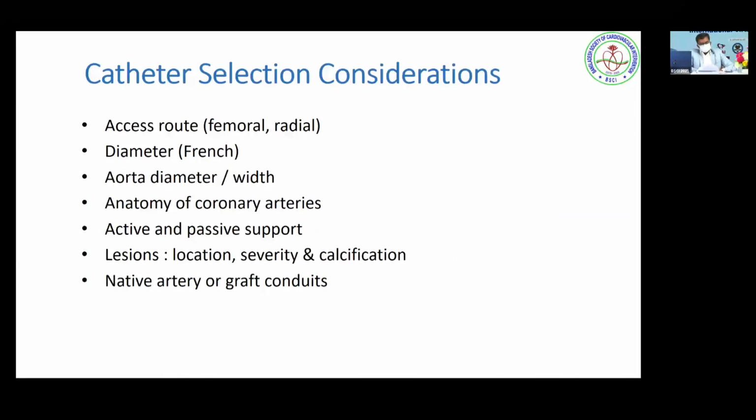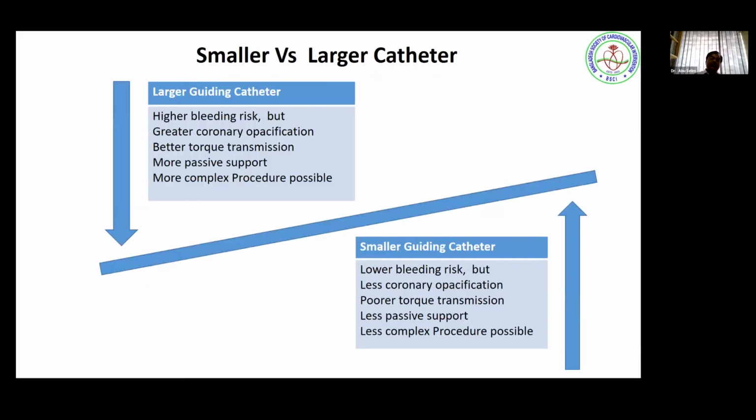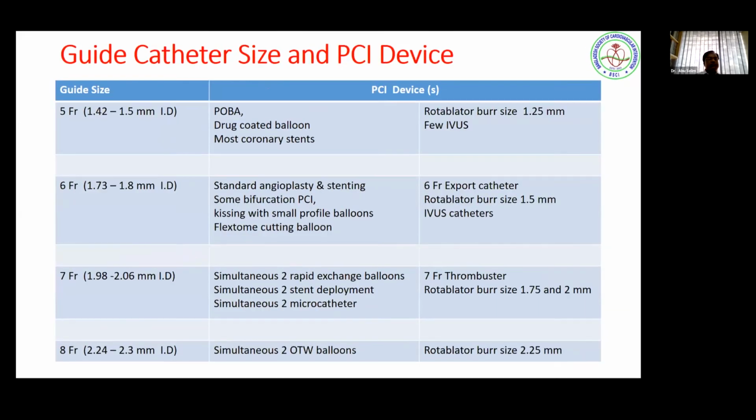Just taking this, I'm passing this: small versus large catheter. The benefit of a large guide catheter comes with the hazard of higher bleeding risk, and with a small catheter the benefit is low bleeding risk, but there are all the disadvantages against the small catheter. And one more thing: for the size of the catheter, you also think about the plan for use of hardware. If you want to use the rotablator, double devices, or a bifurcation lesion, we have to think about at least a 7 French catheter. Otherwise, we routinely use a 6 French catheter.